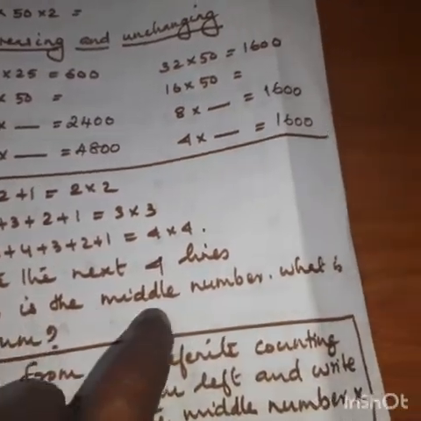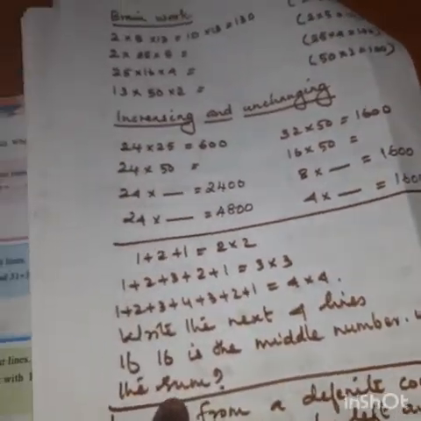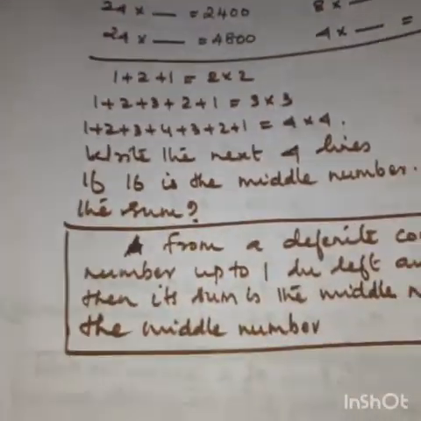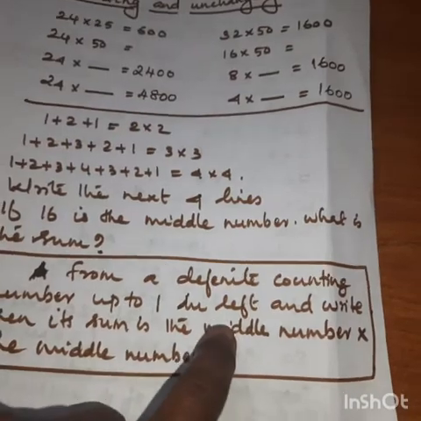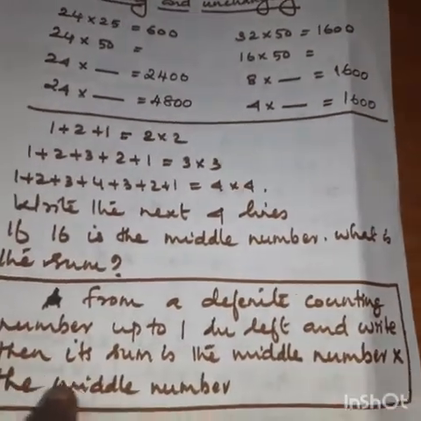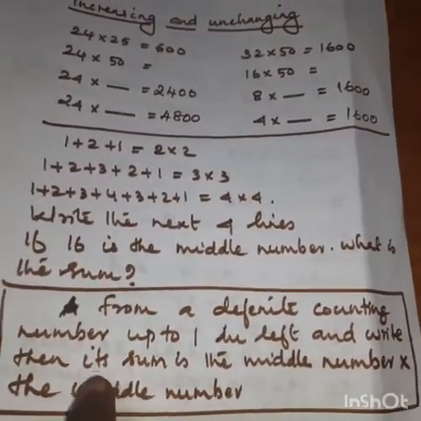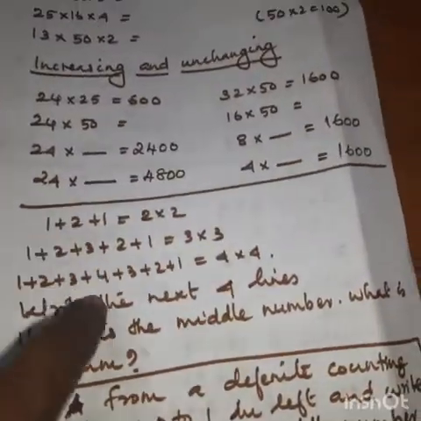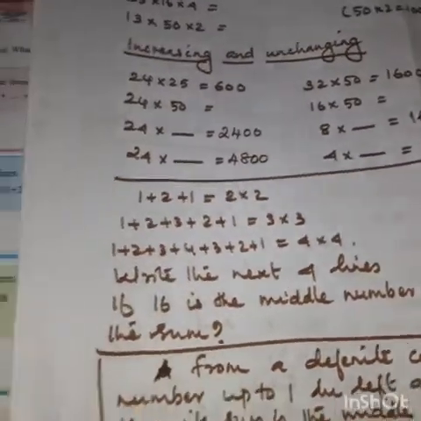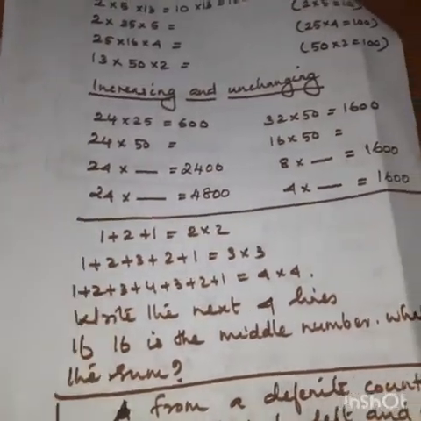If 16 is the middle number, then what is the sum? 16 into 16. That is, from a definite counting number up to 1 in left and right, the sum is the middle number into the middle number. Check the middle number, and the product of the middle number with itself is the sum of these numbers.